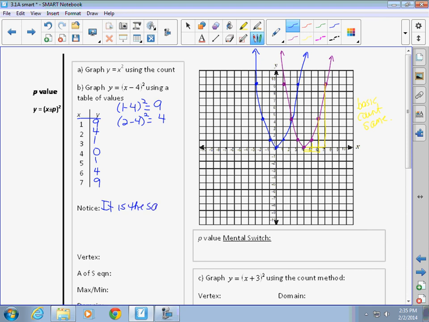So it is the same parabola as y is equal to x squared, except it has been translated four units to the right. This is because of the number in the bracket.